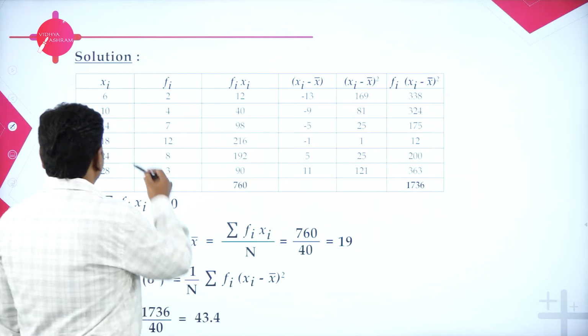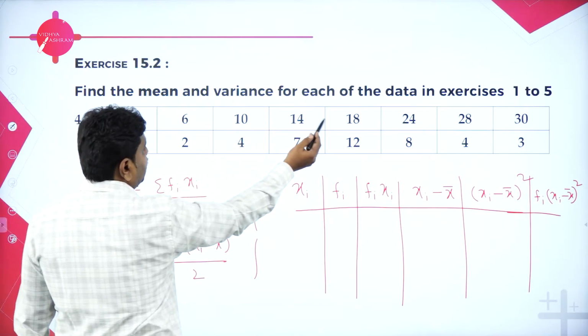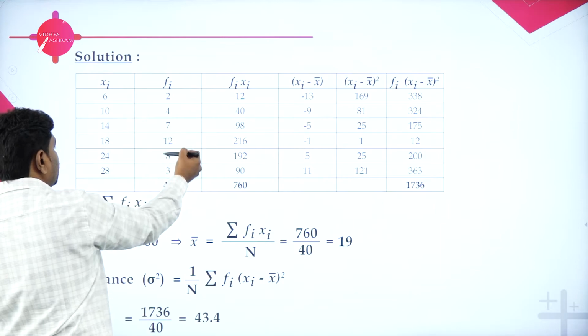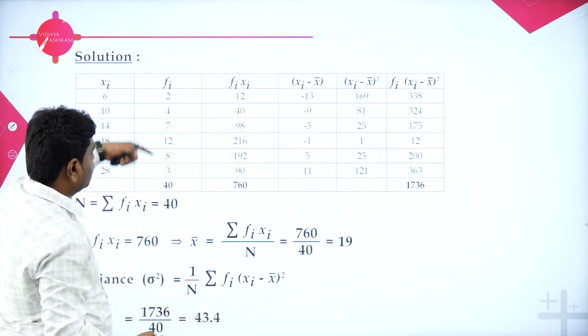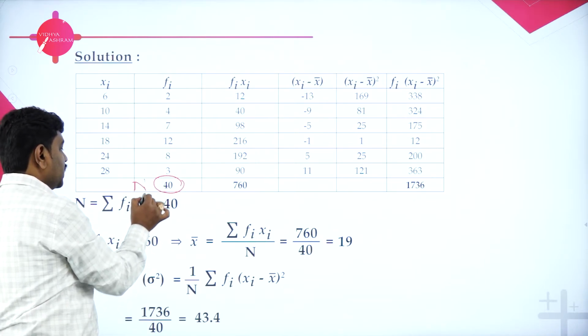Going ahead, so xi, fi. What are xi? Observations. 6, 10, 14, 18, all those things will enter. 6, 10, 14, and frequencies given 2, 4, 6, 7, 12. Enter them. First you add all the frequencies. Sum of the frequencies gives you 40, that we call n.